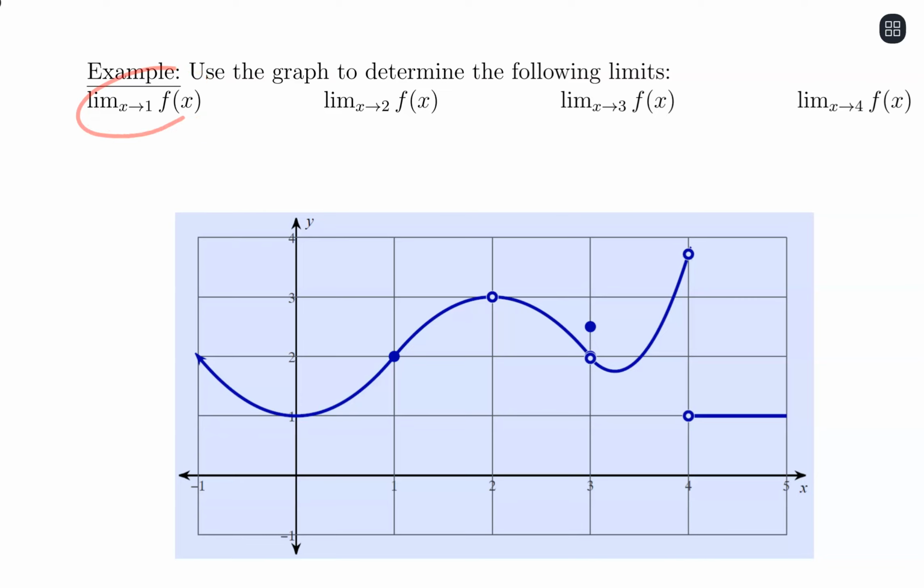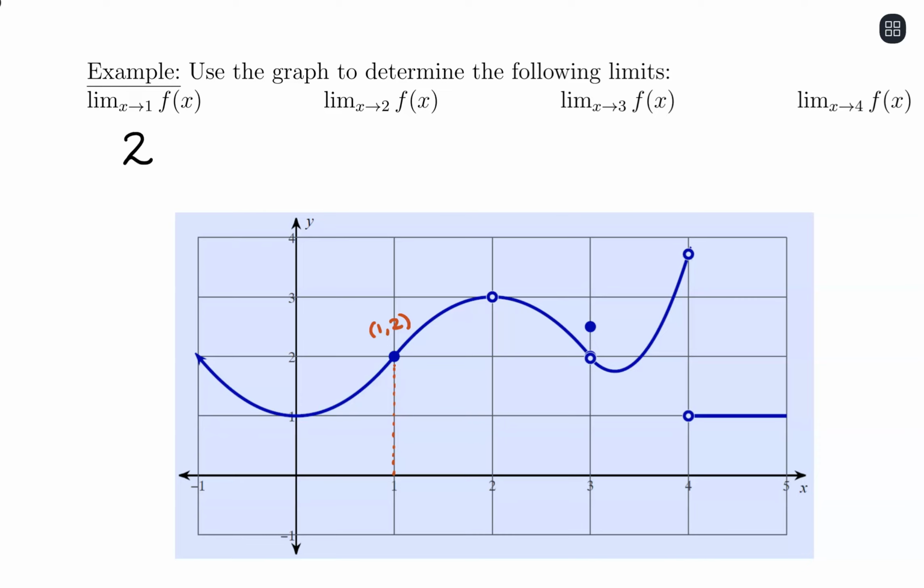So the first one, let's look at the limit as X approaches 1. So X approaches 1, we are actually defined there. So if we're defined at that coordinate, the limit is just going to be equal to that Y value. So in this case, we have the coordinate 1, 2 is defined. So if I'm evaluating that limit as X approaches 1 of f of X, the limit would be that Y coordinate of 2.